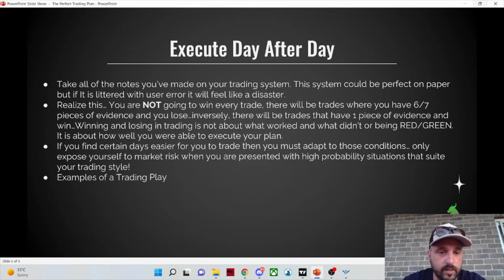Okay? Realize this, you're not going to win every trade. There'll be trades where you have 6 out of 7 pieces of evidence and you lose. Inversely, there'll be trades that you have 1 piece of evidence and you win.